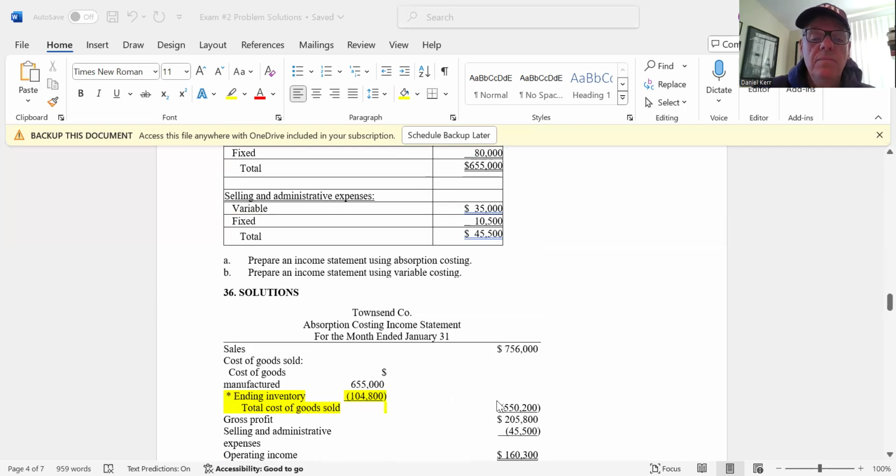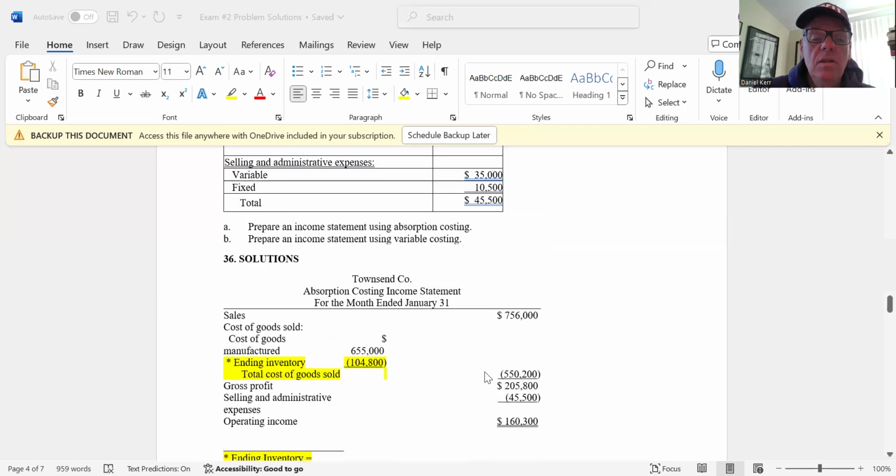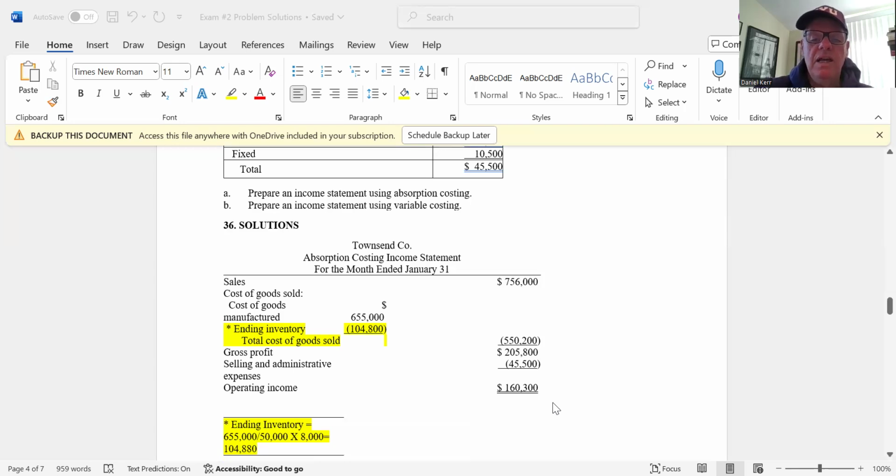Then I take the cost of goods manufactured and subtract out the ending inventory. It gives us cost of goods sold. Subtract that from sales, you get gross profit. Then you subtract out the total selling and administrative expenses, and you get the operating income of 160,300. That is under absorption costing, the method required under generally accepted accounting principles. The thing you had to do there was compute the value of the ending inventory, which was where some of you lost your way.